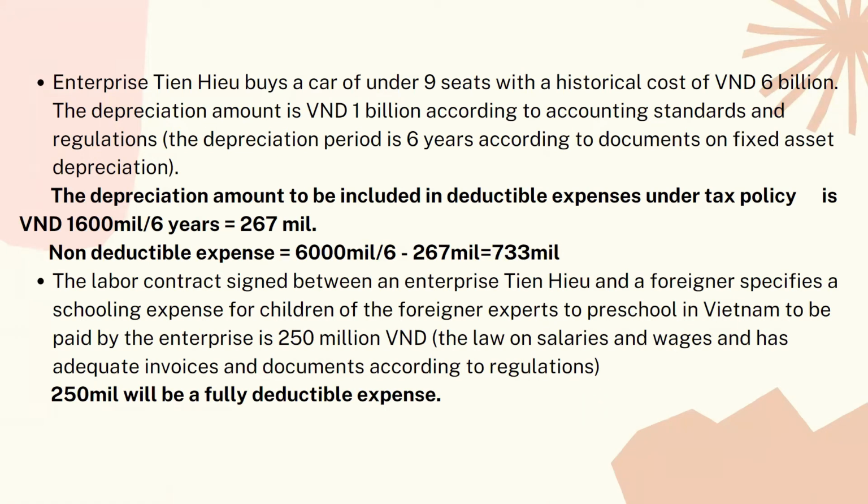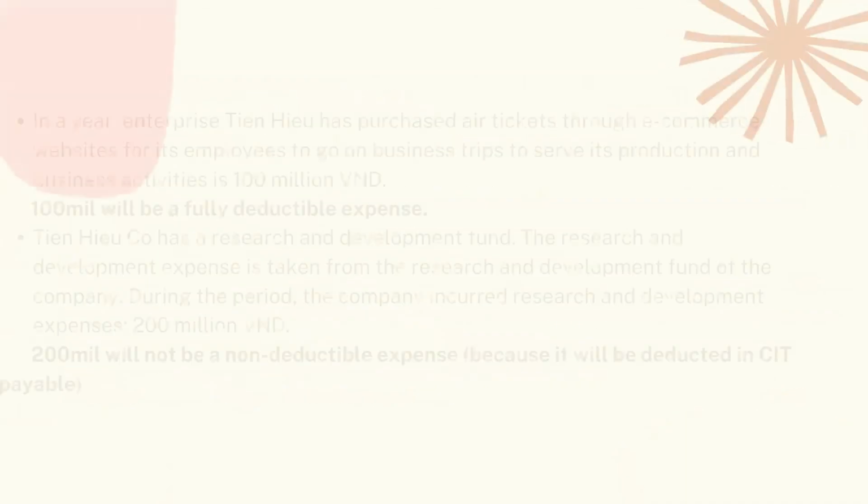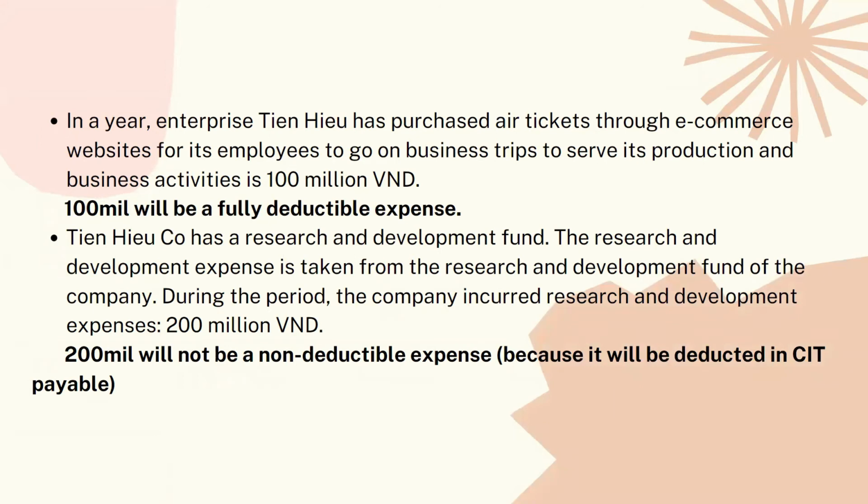And the next is a labor contract signed between the enterprise Tiên Hiếu and a foreigner, specifying a schooling expense for the children of the foreign expert to preschool in Vietnam, to be paid by the enterprise, 250 million Vietnam dong, and this number will be fully deductible expense. In a year, Tiên Hiếu has purchased air tickets through an e-commerce website for employees to go on a trip, with a value of 100 million Vietnam dong, and this figure will be fully deductible expense.